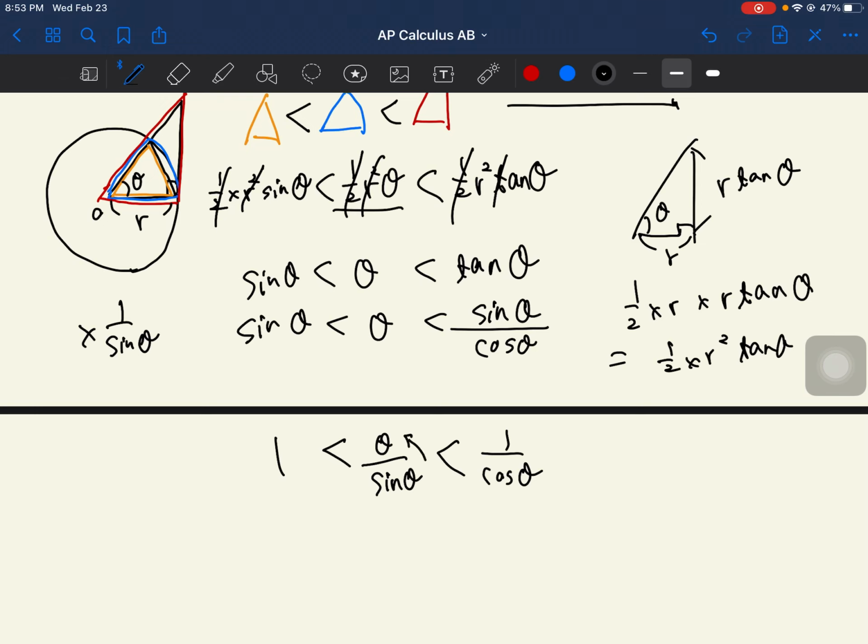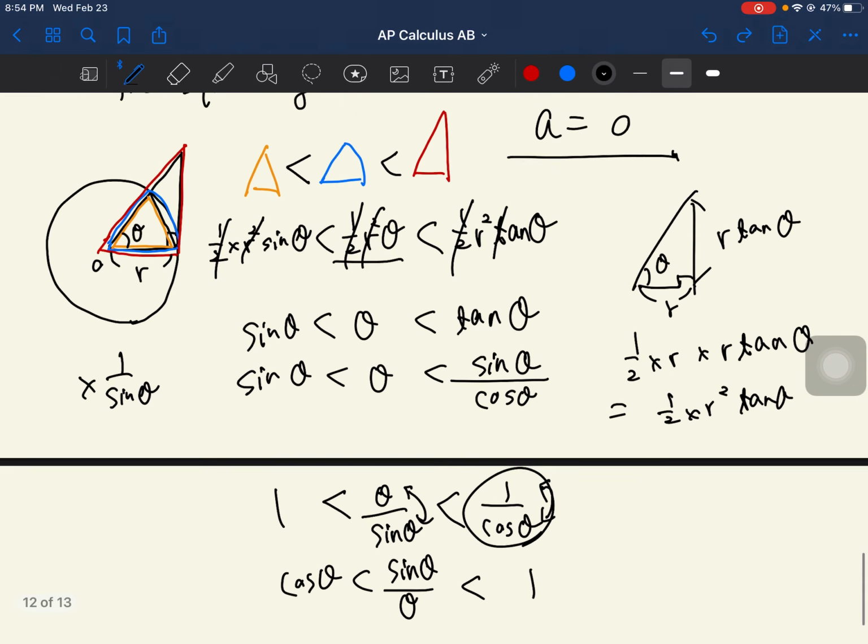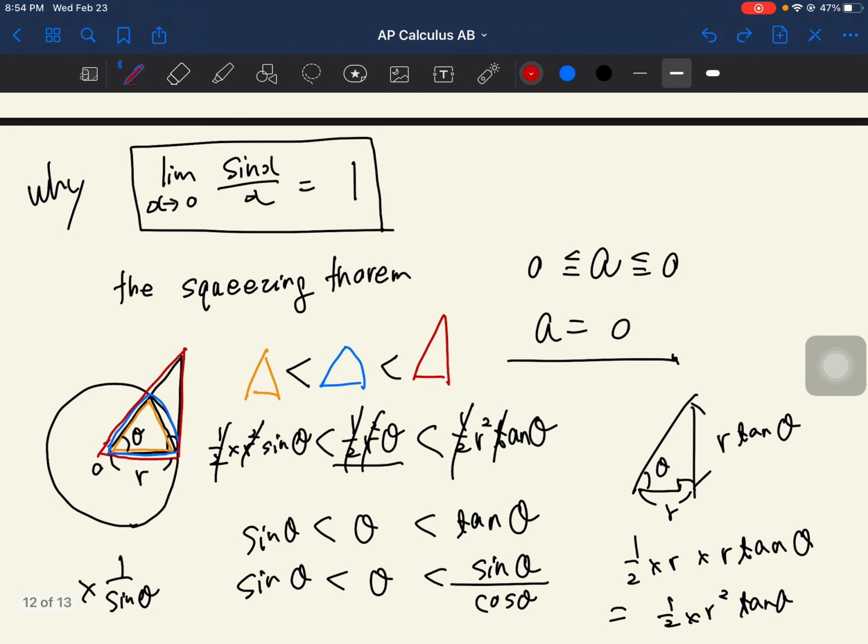Then let me flip everything. If you flip it, the order is going to be different. Let's change the top and the bottom. Okay, I flipped everything, so the order became completely opposite. Then the inequality was like this. Let me go back to the equation: the limit as x approaches 0 of sine x over x is equal to 1.